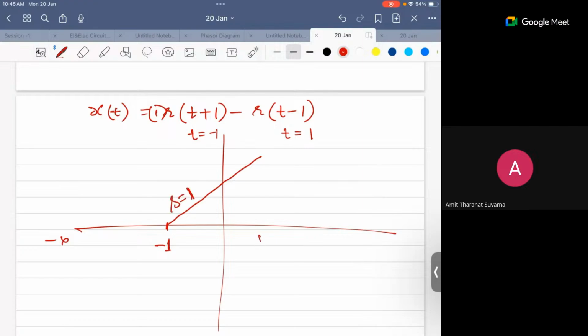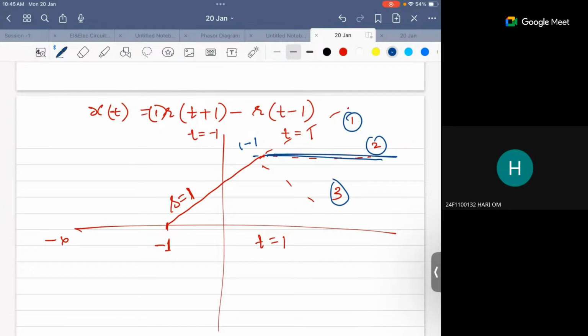Now at t equals 1, what will happen? There will be a decline of slope of 1. So how should it go: option 1, 2, or 3? Earlier this line was having a slope of 1. Now if I reduce the slope by 1, it will go to 0, so it will go flat like this. This will be the new signal for us. Is it clear to everyone?